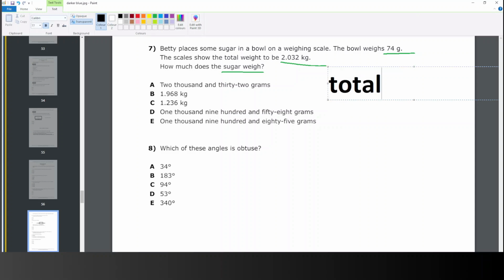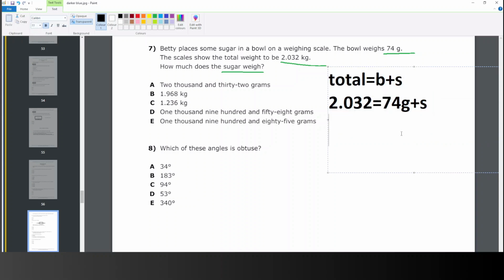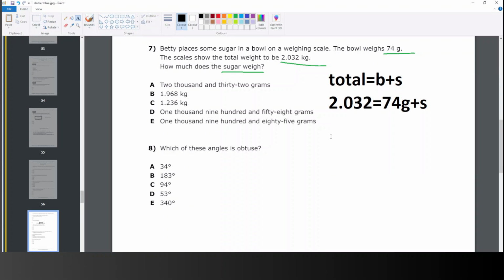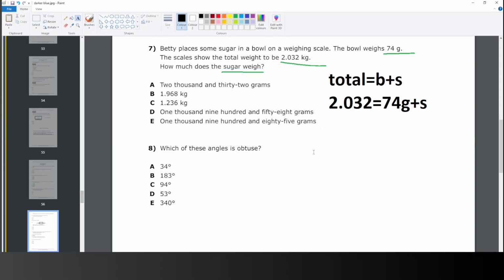Total weight. This is bowl and sugar. The total is 2.032. The bowl is 74 grams. And now we just take them away, I think. Yep, okay. Now when we subtract numbers, we need to make them the same type. I'm just wondering, should I change it into grams? Yeah, you need to look ahead. There are lots of the answers in grams.